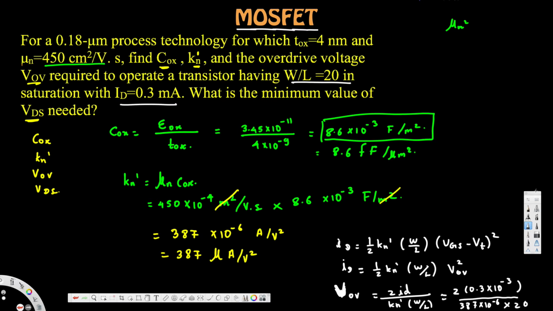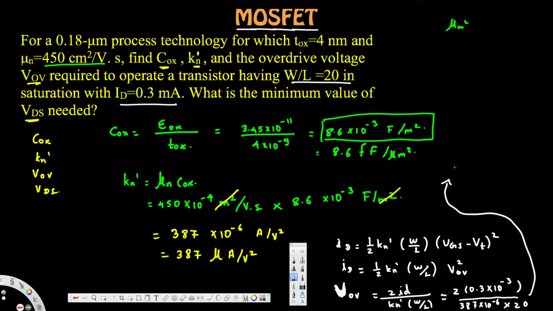After you calculate this one, you are going to get VOV is equal to 0.278, and all of them under, I forgot to put one thing, square root. So when you do that, you will get 0.278 volt, and that's approximately equal to 0.28 volt. Okay, so this is the VOV.